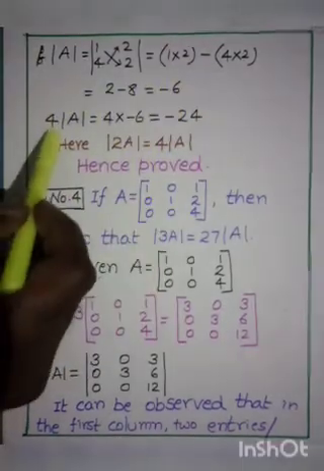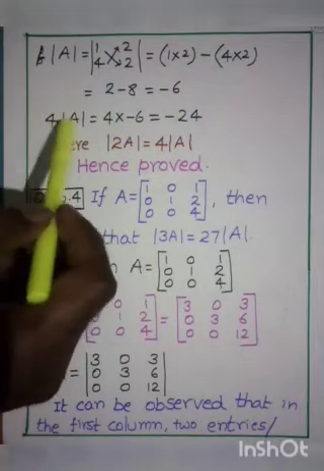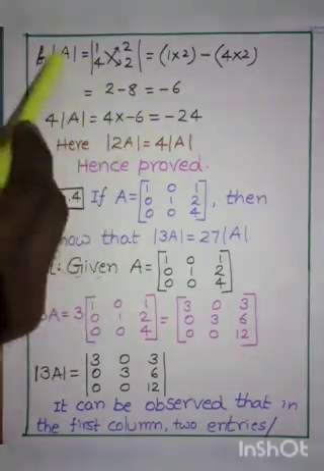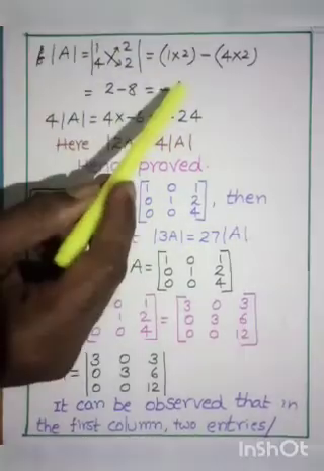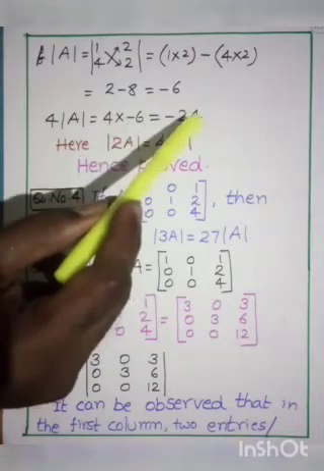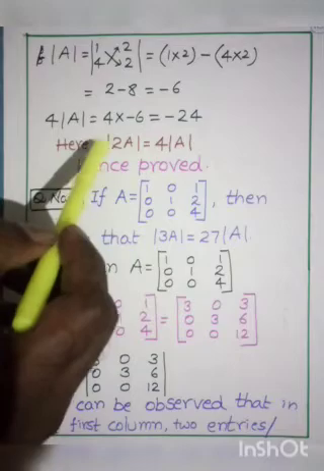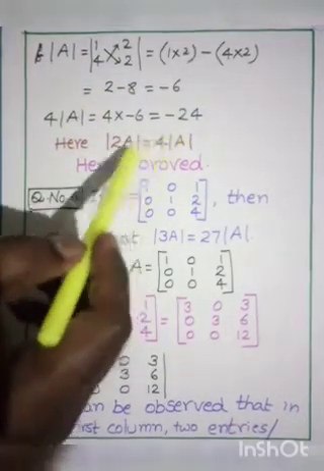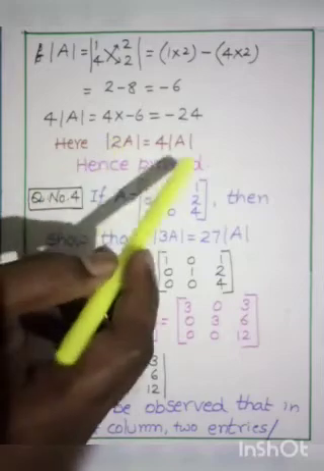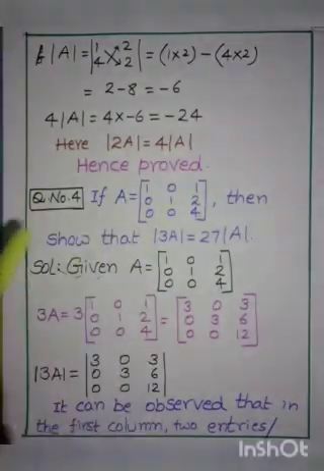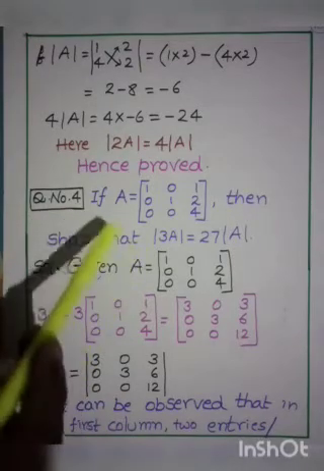Now come to the RHS part. What is RHS? 4 into mod A. That is equal to 4 into the determinant of A, minus 6. 4 into minus 6 is equal to minus 24. Understood, my children? Now by comparing the LHS part and RHS part, they are equal. Hence the given statement is proved. Understood, my children? Right.